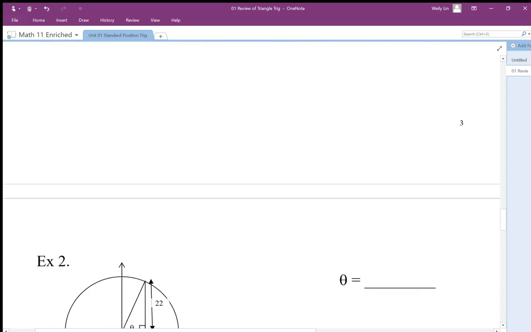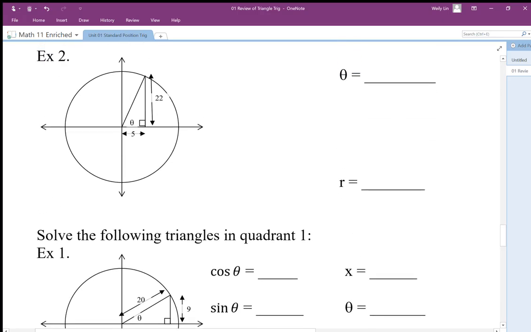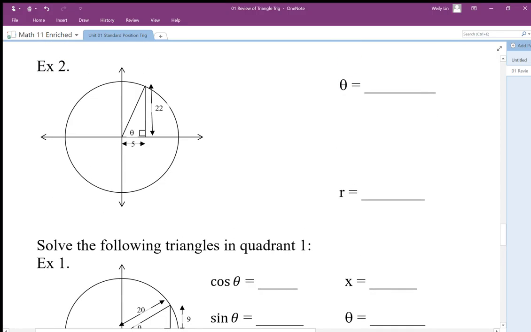What if we go out of quadrant 1? Okay, that's when we start being able to differentiate between regular trig, where we're just using positive values, and circle trig, where we can go into the negative values of x and y. So let's take a look here.